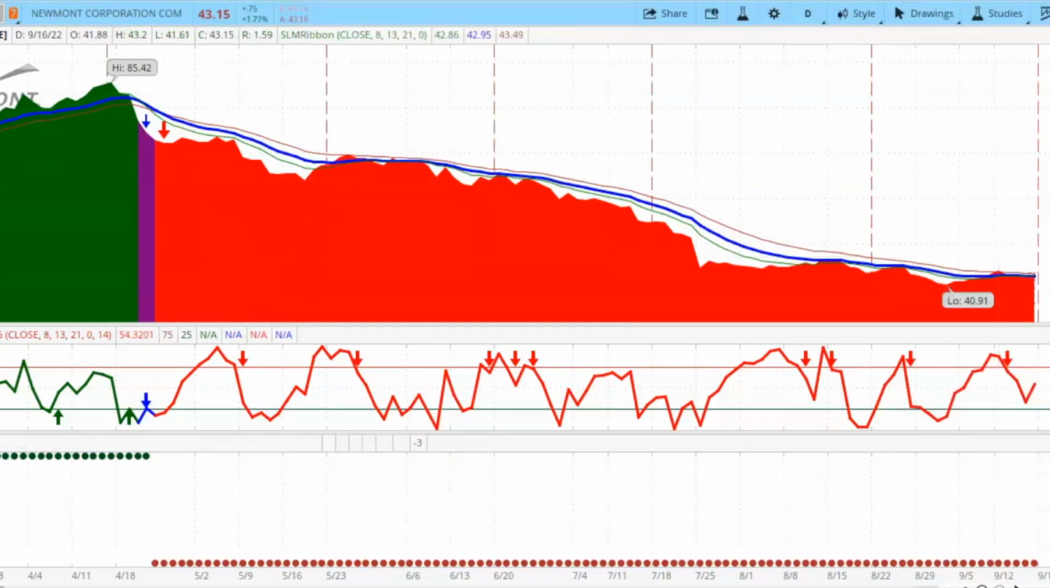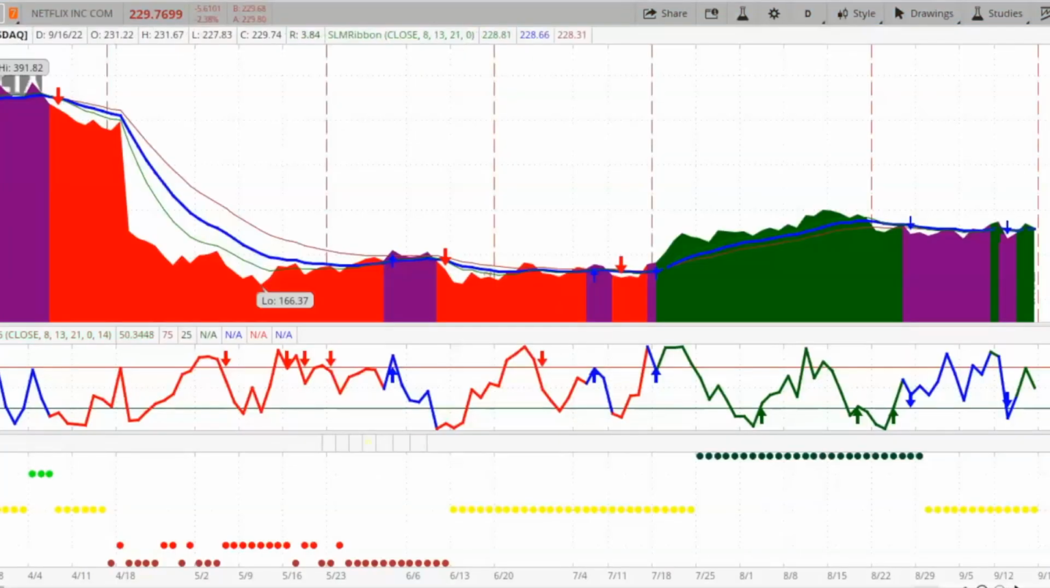Look at this, unbelievable. It has kept you on the short side, on the negative side through that whole time period in there. We're looking 6 months back, and you can see the value of that. You wouldn't be certainly buying that one under that condition. Here's Netflix. Netflix trying to bottom.